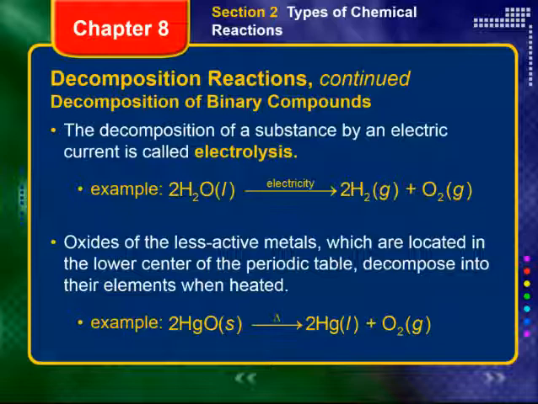Now, if we have an oxide of a less active metal, which are located in the lower corner of the periodic table, we can have them decompose into their component elements by heating them. So here we have mercury oxide. We can decompose it into mercury and oxygen by applying heat. Again, this little delta means heated. So decompositions usually require either an electric current or heat.